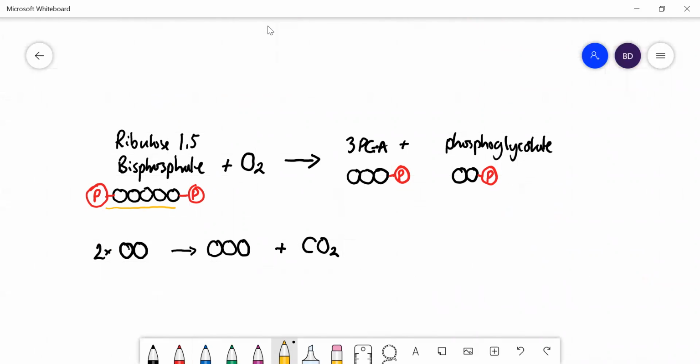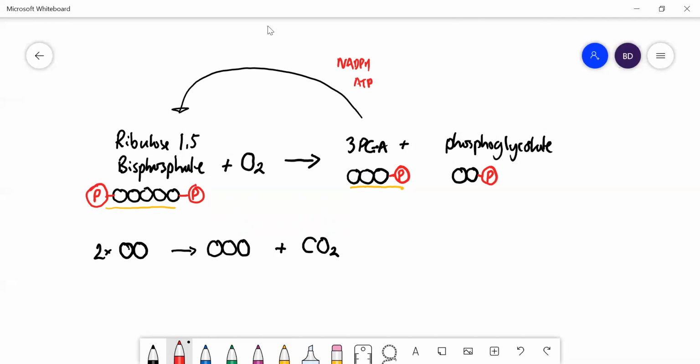Now, that breaks down into 3-phosphoglycerate, which isn't too bad. So that can be recycled back into ribulose bisphosphate. But of course, you will know you need NADPH for that, and you do need ATP for that. So that's a bit of a waste. You're just using NADPH and ATP to get back where you started.